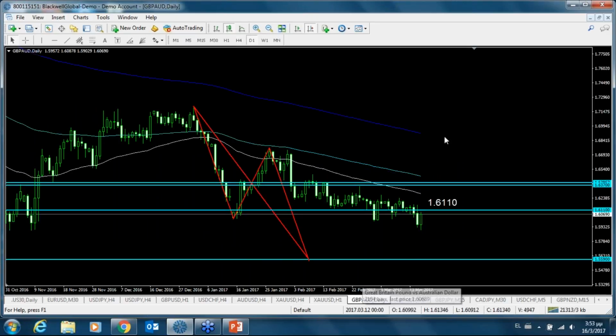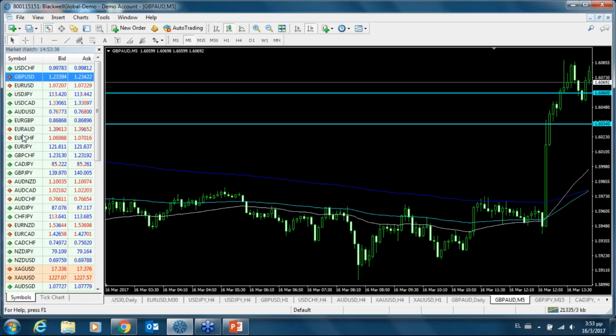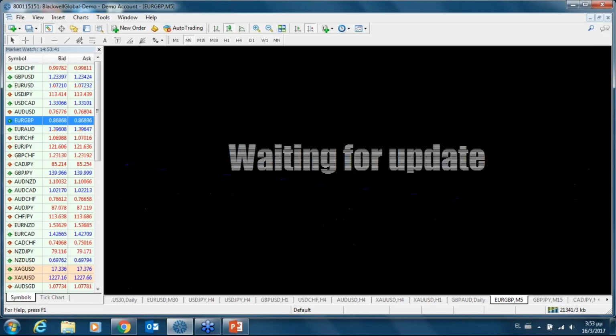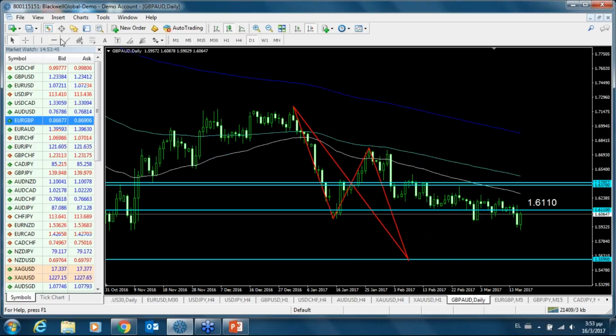Now, let's look at what's happening with the GBP AUD. I know that some of you would like to look into the Euro GBP, if I'm not mistaken. We will look into the Euro GBP as well. So let me pull that one up first. Let's look at what's going on there, but GBP AUD as well.